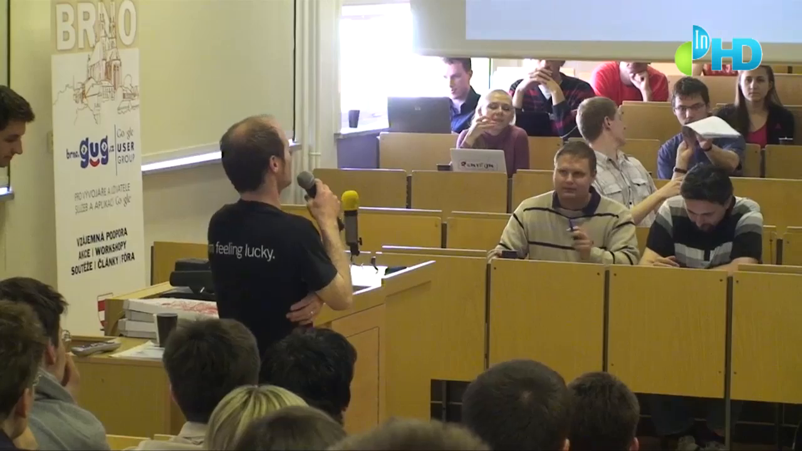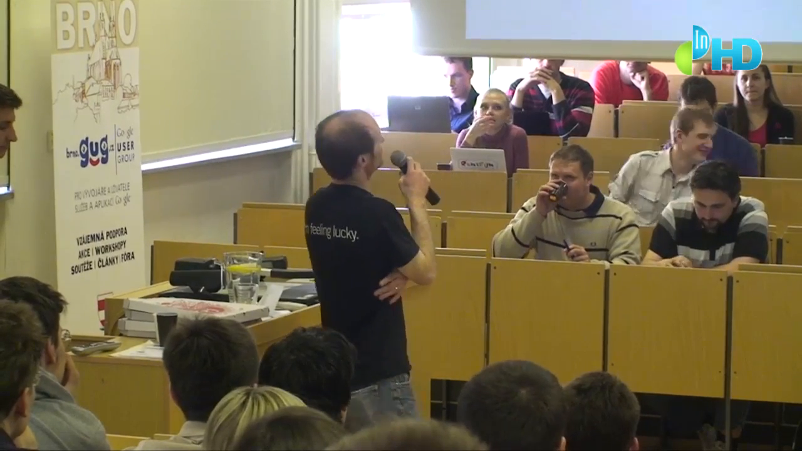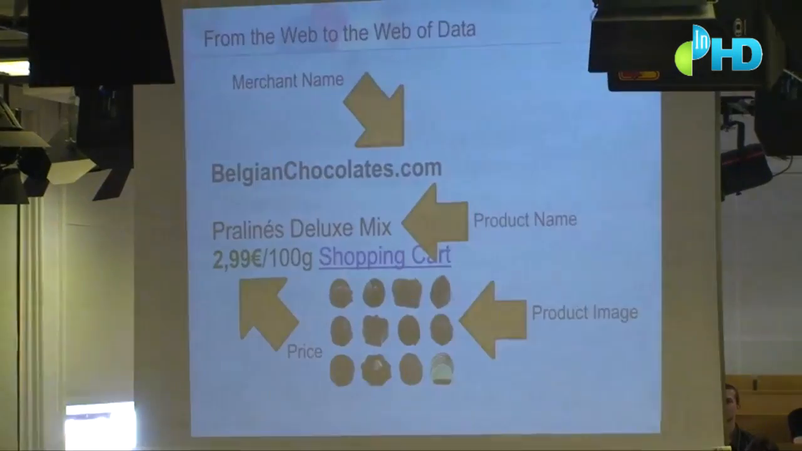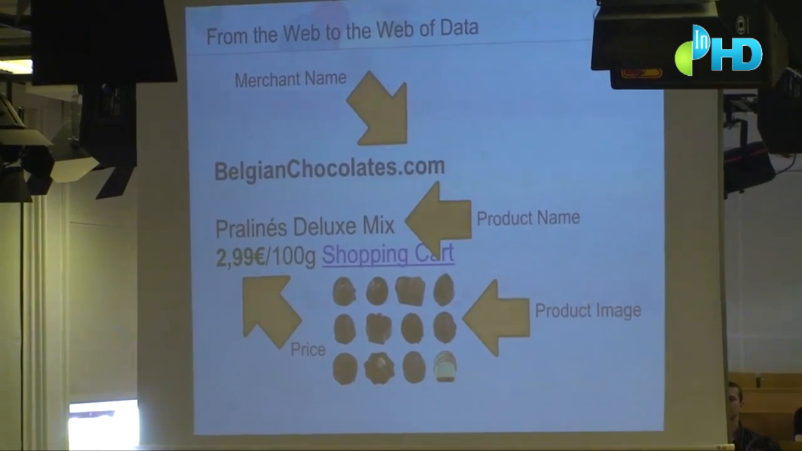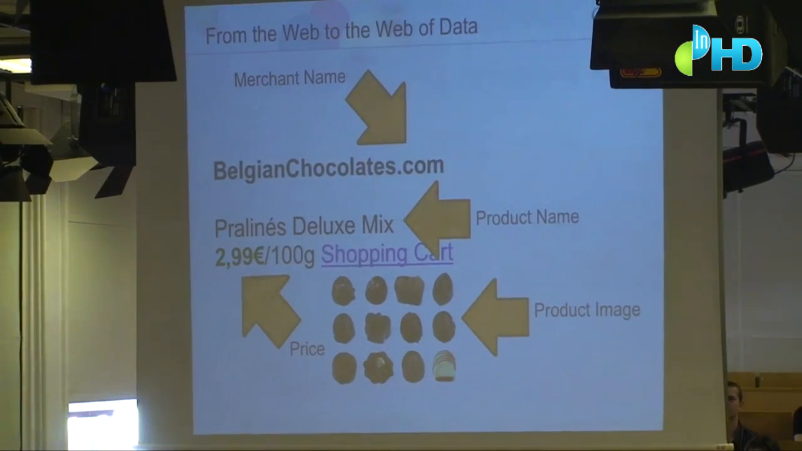So let's have a look at one example website, which could be, for example, BelgianChocolates.com, an online retailer that sells chocolates. This might be a very bad landing page, but you get the idea. You have the title, BelgianChocolates.com, and then you have a product and so on. For us as human beings, it's very clear what each of these components on the website represent: the product image, the price, the product name, the merchant name. But for machines, it is incredibly hard to understand what is what on a website.